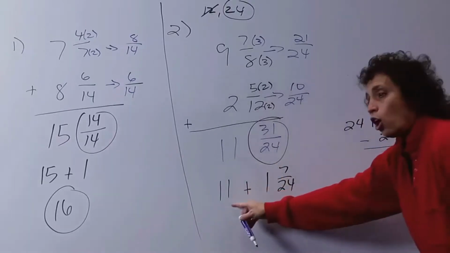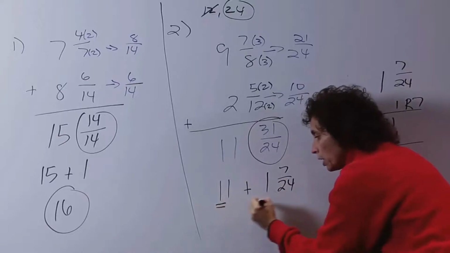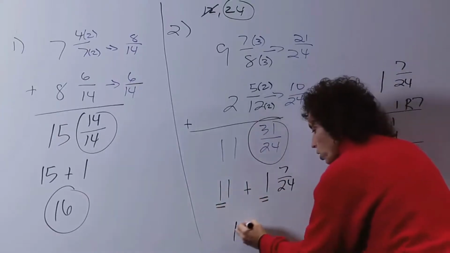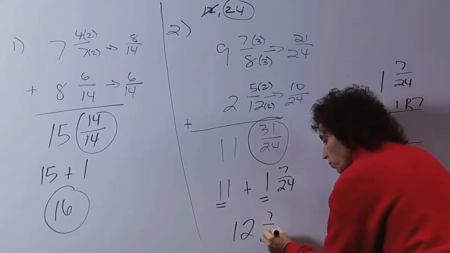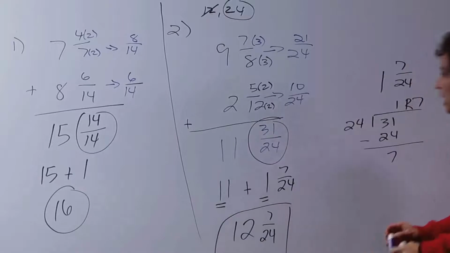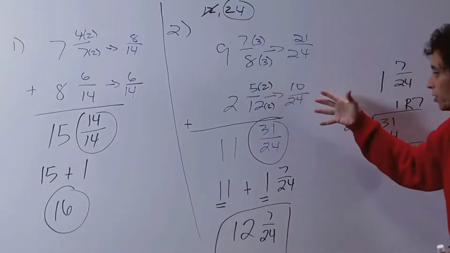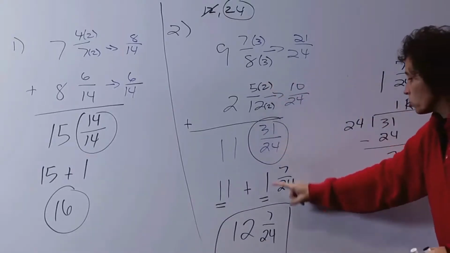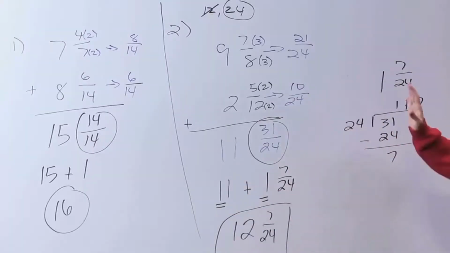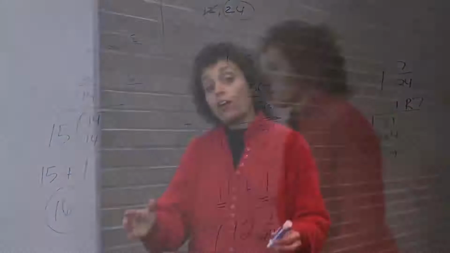So now I combine the whole number parts. This is a whole number. This is a whole number, so I can add that, like terms. That's 12 and 7/24, and that's the answer. That is so cool. Doing a lot of things there. Okay, we're getting common denominators. We're changing improper fractions to mixed numbers. We're combining like terms. Awesome. Let's do another one. All right, take a look at this one.